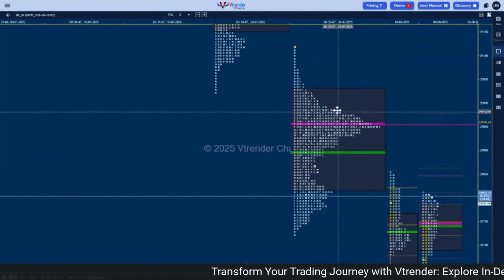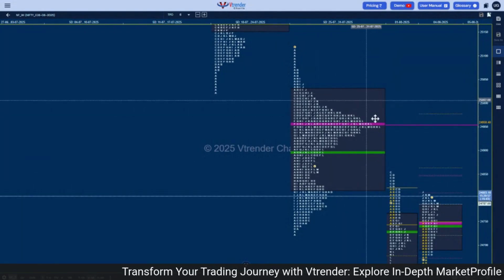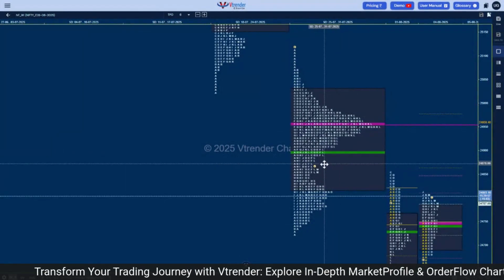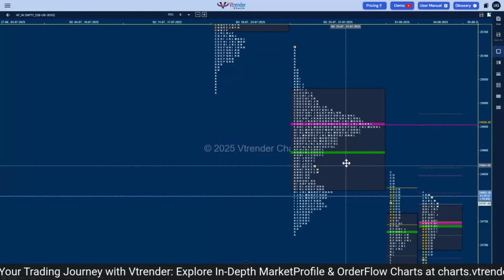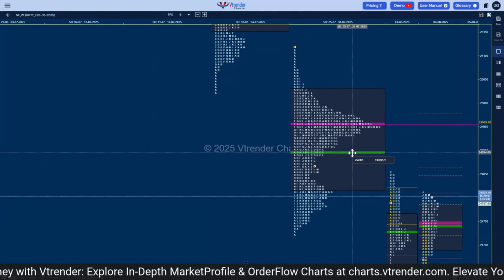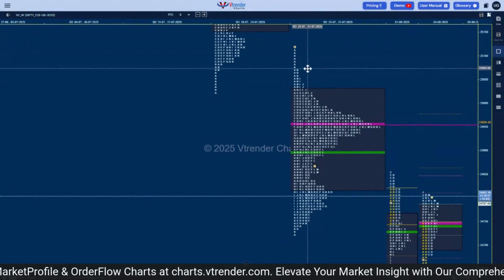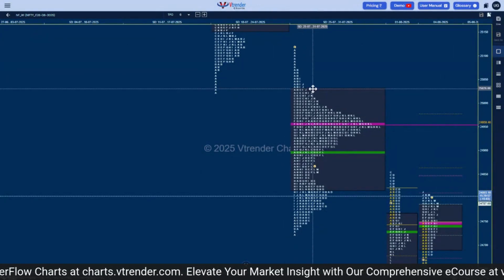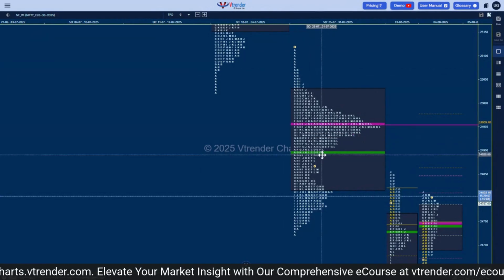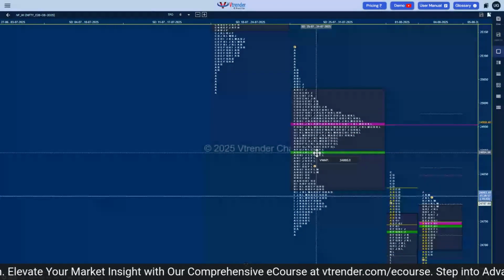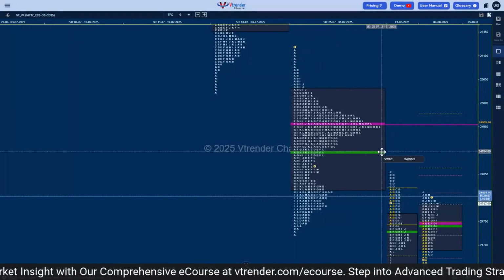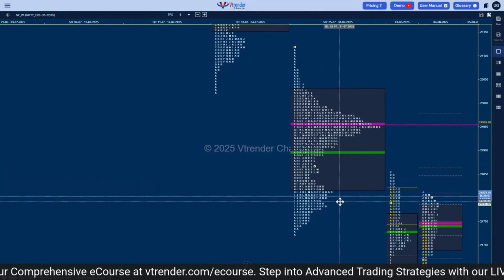So you can see how we have formed a nice balanced profile, but we have closed around the value area low, and this was a normal variation profile to the downside on the weekly time frame with the initiative selling tail. So when you have an initiative seller, the POC and the VWAP of that structure becomes important. So as long as we were below this VWAP, we were looking at more downside, and that is what we have done this week.